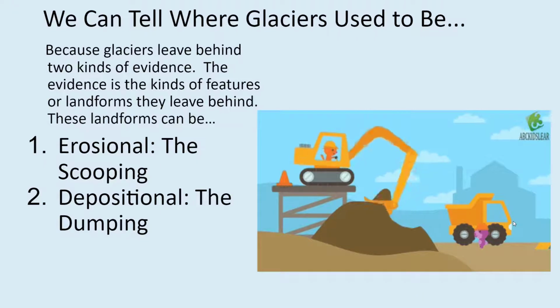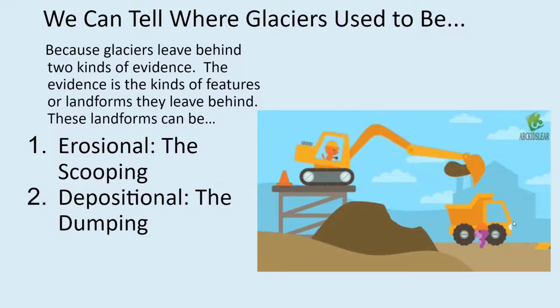All right, so we can tell where glaciers used to be because, like I said before, there are not as many glaciers on this planet as there were, say, 20,000 years ago. Because glaciers leave behind evidence, there's two essential different types of evidence. They tell us a lot about the fact that glaciers used to be there. There's evidence all over the state of Minnesota about glaciers that used to be here in Minnesota. So these two types of evidence are erosional and depositional.